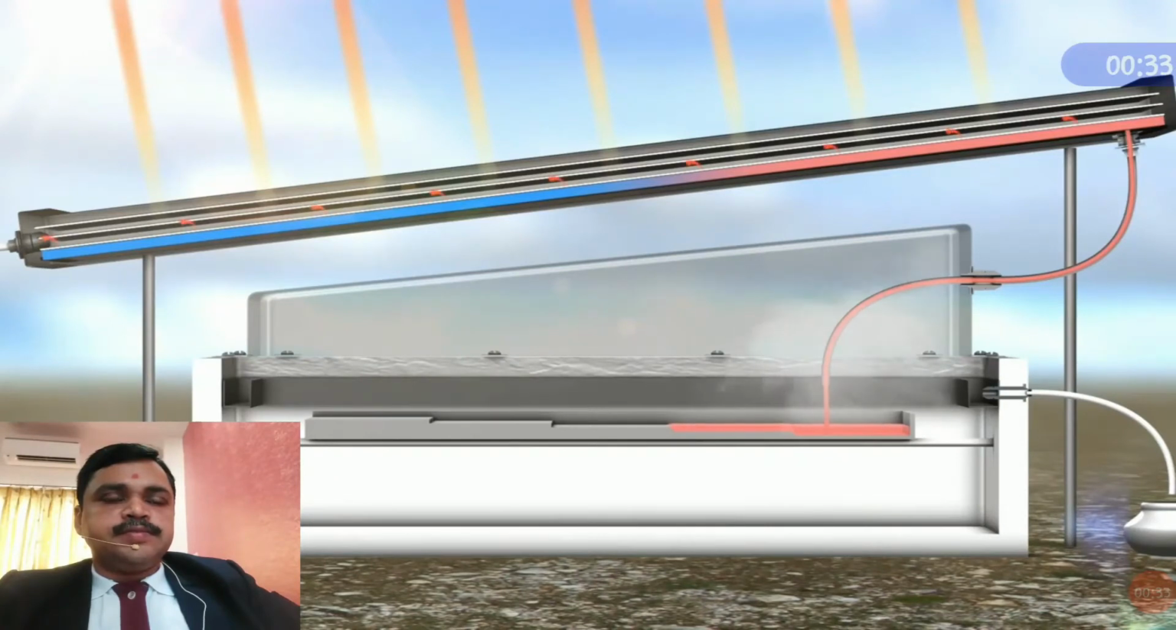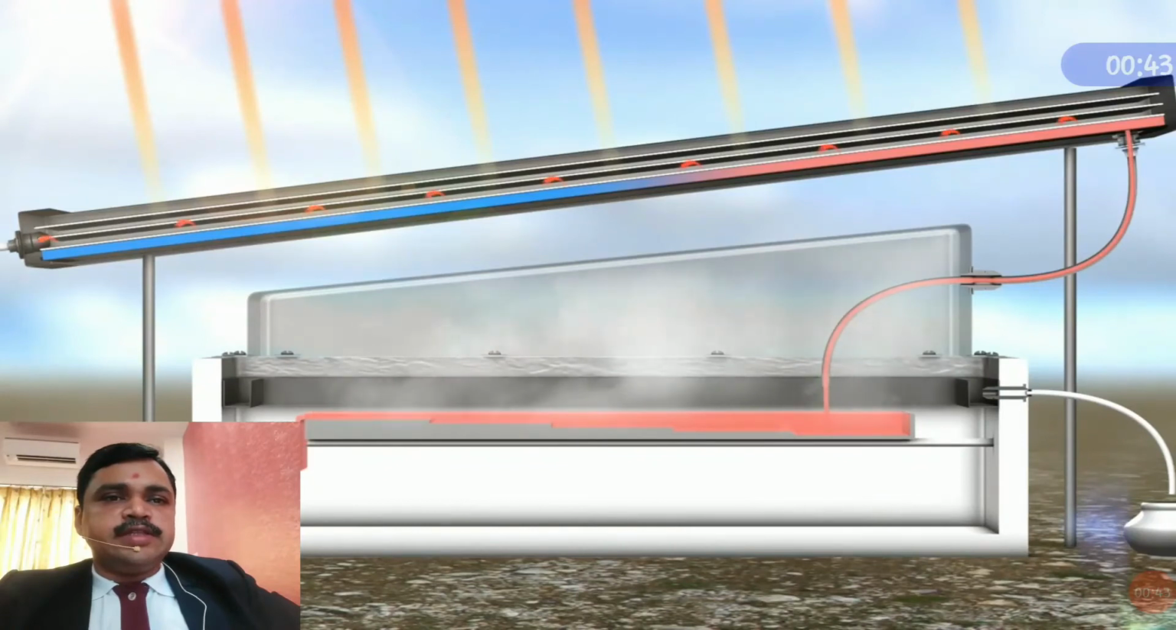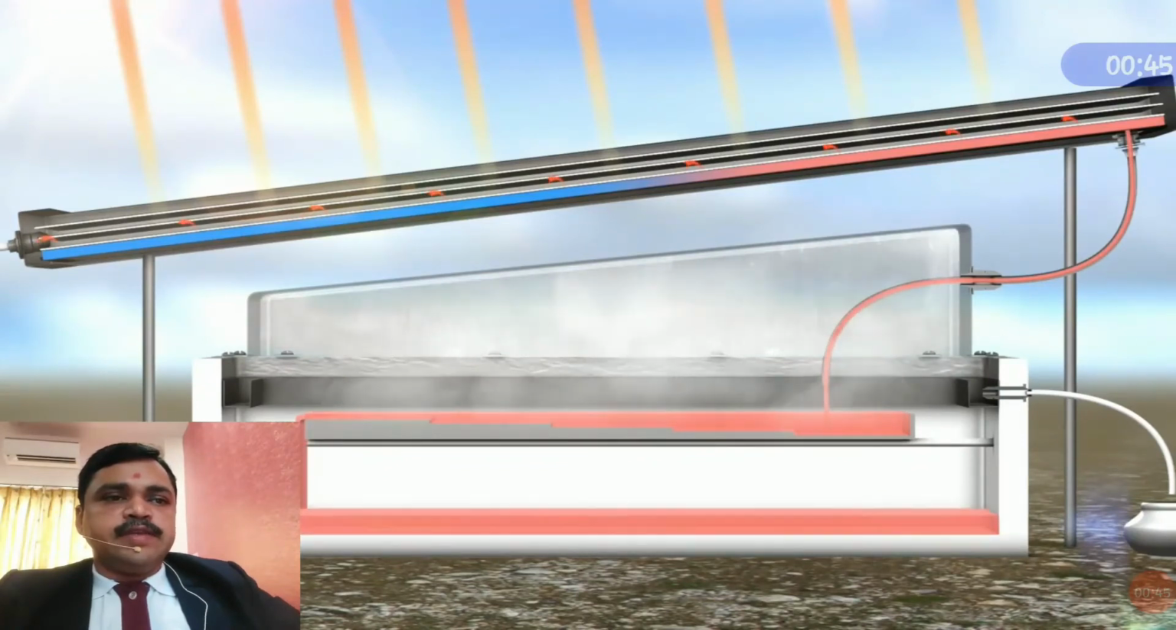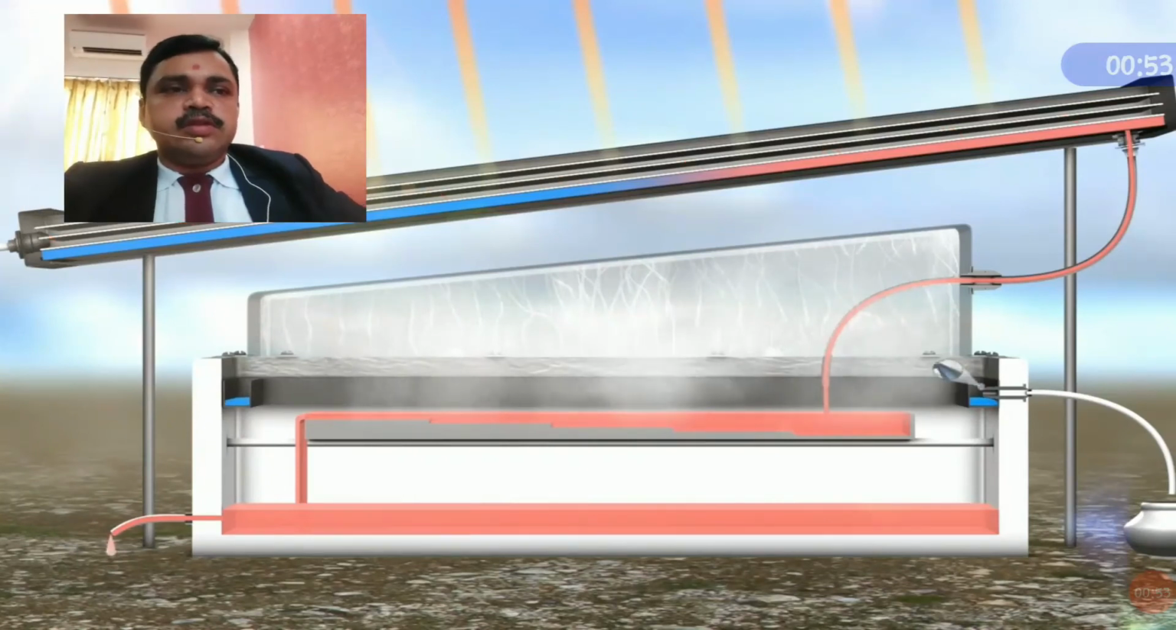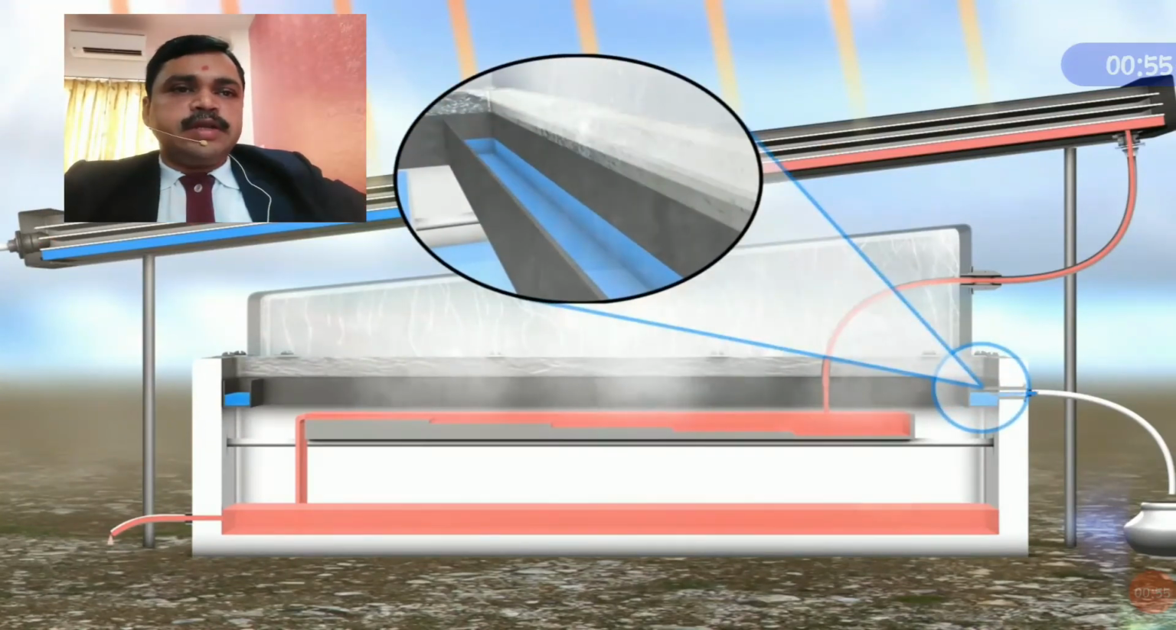Water is heated in a flat plate collector all day, and this heated water is passed into the basin where it heats up and boils the water. So evaporation takes place and the water vapor is condensed.